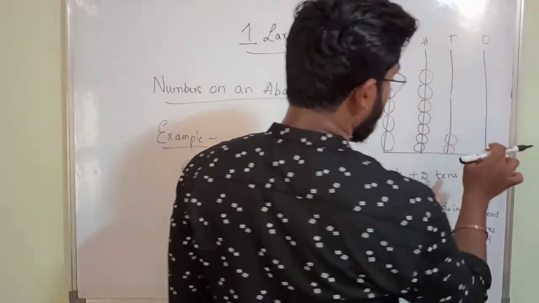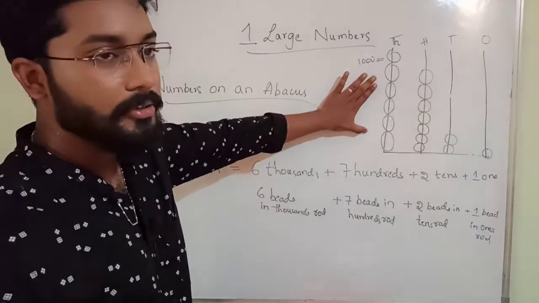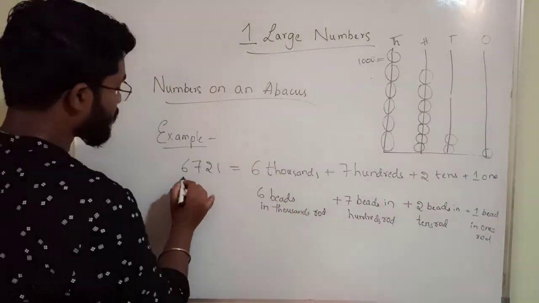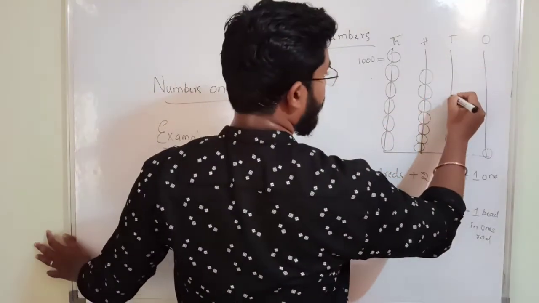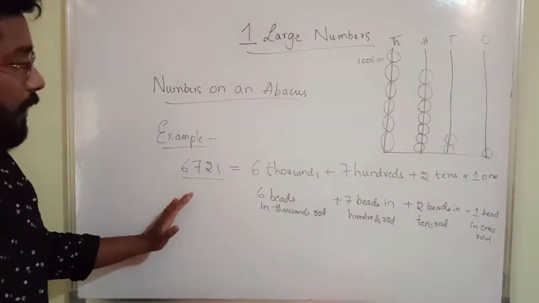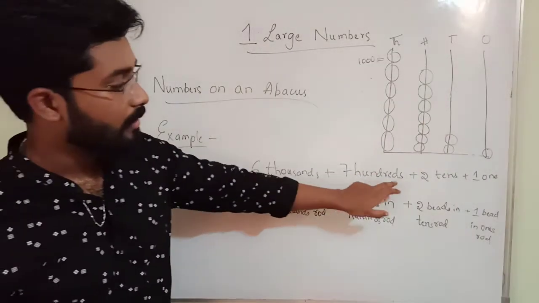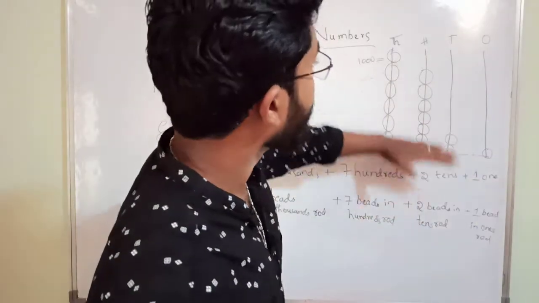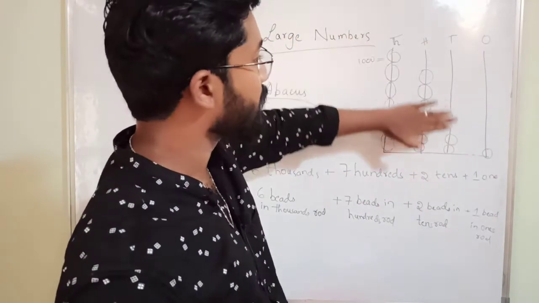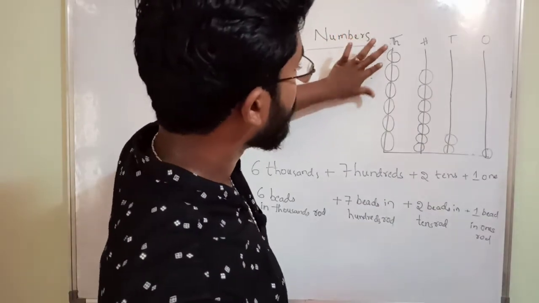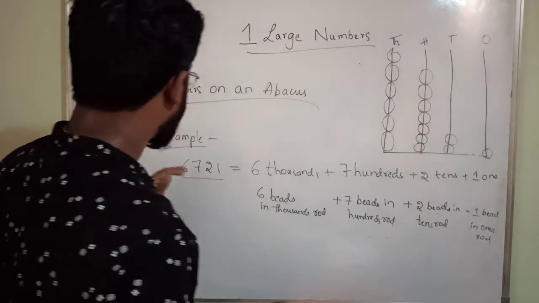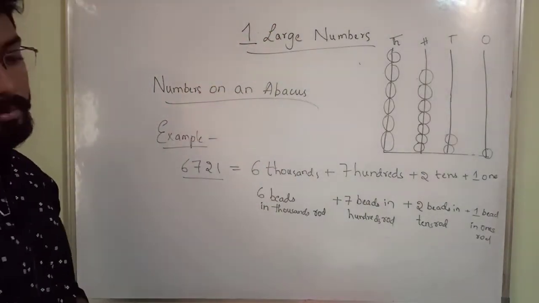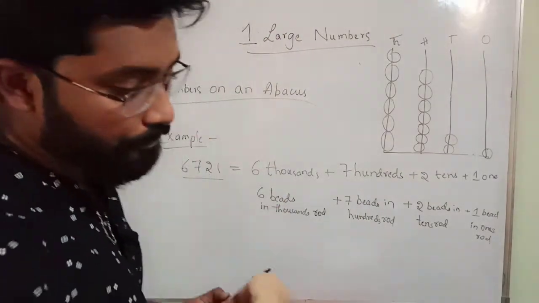That's why, like this you can represent 6721, that is 6700, 2 tens plus 1, in this form. In abacus form, this is the abacus form. Like this you can represent that one. This is an example.